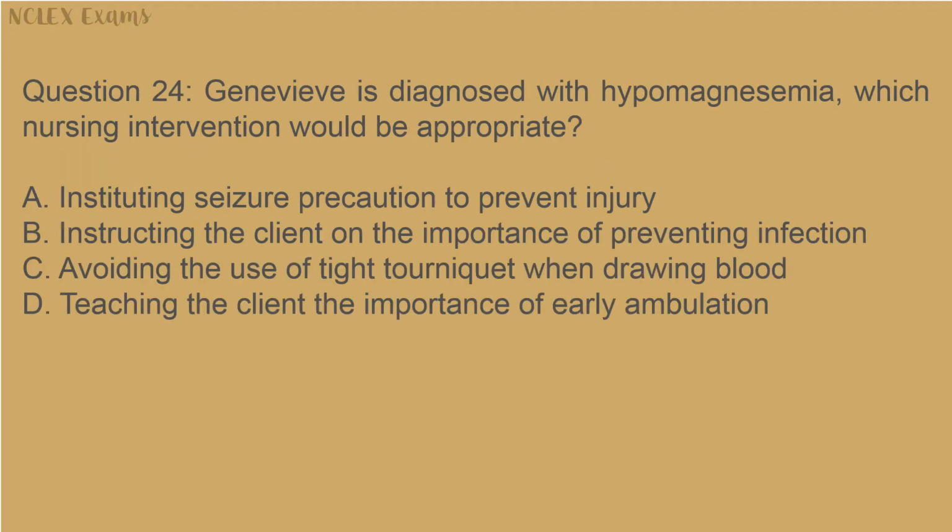Question 24. Genevieve is diagnosed with hypomagnesemia. Which nursing intervention would be appropriate? A. Instituting seizure precaution to prevent injury. B. Instructing the client on the importance of preventing infection. C. Avoiding the use of tight tourniquet when drawing blood. D. Teaching the client the importance of early ambulation.